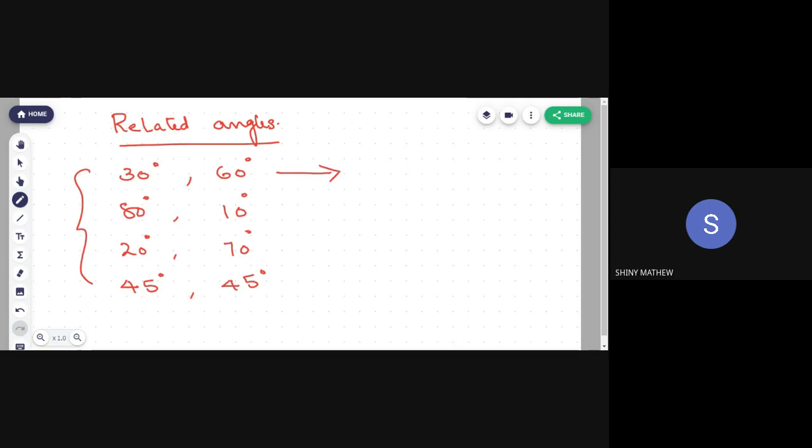Okay, so here 30 and 60. Sum of those two angles is 90. Here 30 plus 60, that is 90. 80 plus 10, that is 90. 20 and 70, that is 90. 45 and 45, that is 90. Okay, that means if two angles in a pair have a sum of 90, that type of angles are known as complementary angles. One angle is always the complement of the other angle. Complementary angles. So you can give the heading related angles.